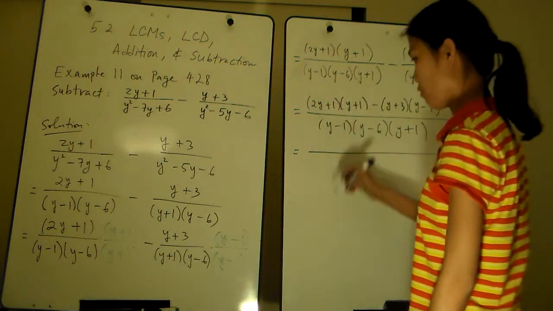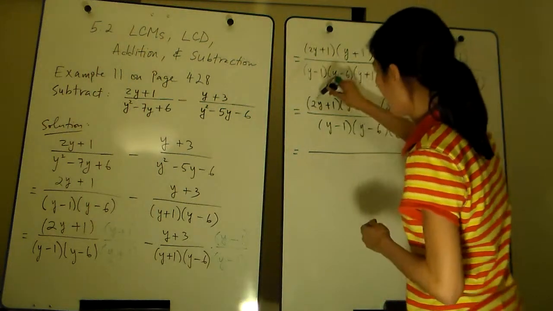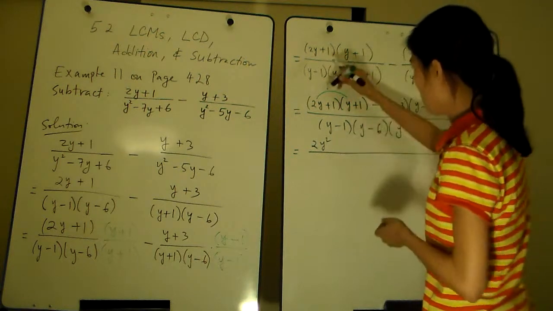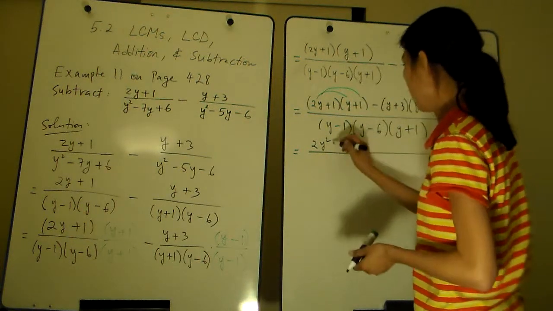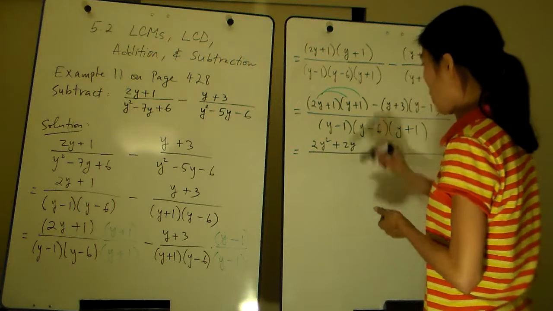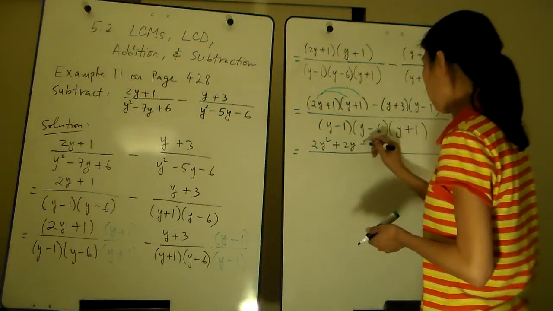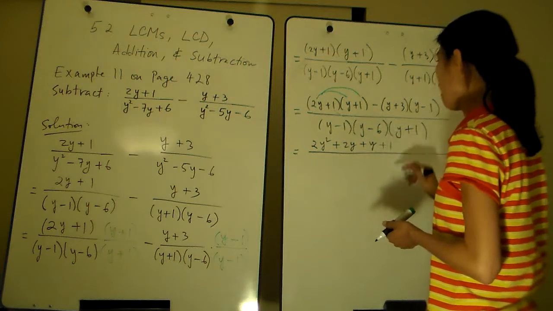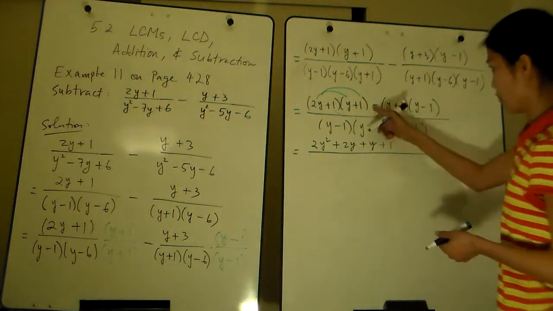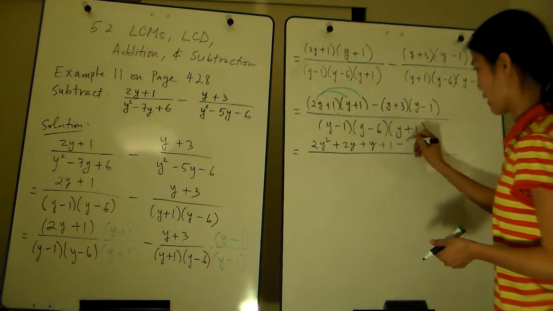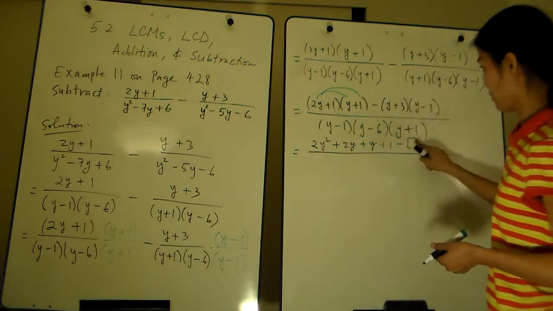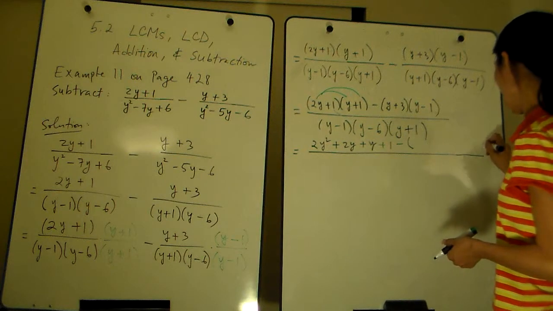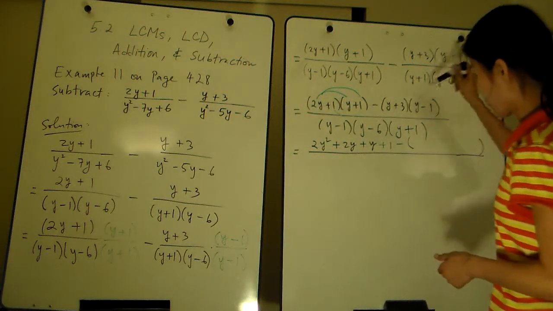So 2y times y is 2y squared. 2y times 1 is positive 2y. 1 times y is y. 1 times 1 is positive 1. Alright, don't forget this subtract right here. This subtract right here applies to all terms here. Okay, so let me leave the subtract outside and distribute all terms here.